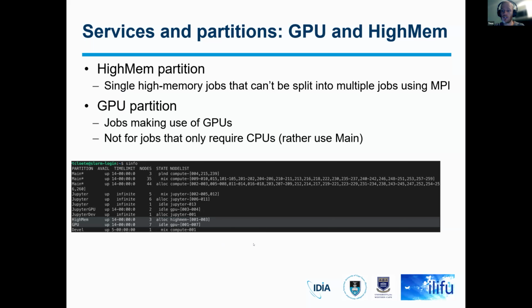But because there's only one of them, there could be quite a queue to get access to it. So it is good to make sure that your job actually does require that amount of resources and can't be split up. Then finally, there's the GPU partition. This is mainly for jobs that make use of GPUs. And ideally, jobs that only require CPUs should not be using this partition because you might be blocking those nodes for other people that do require GPUs. In that case, if you're only using CPUs, it would be better if you just run your jobs directly on the main partition instead.